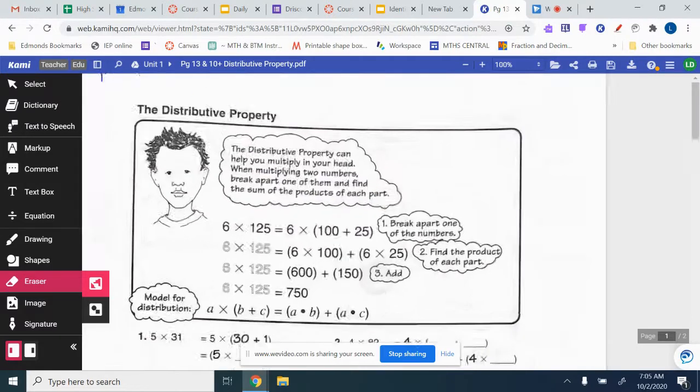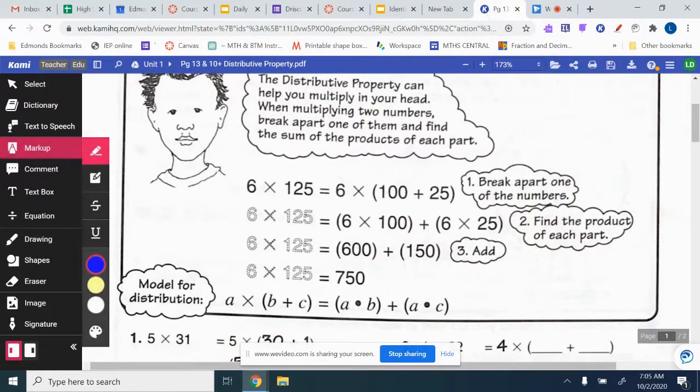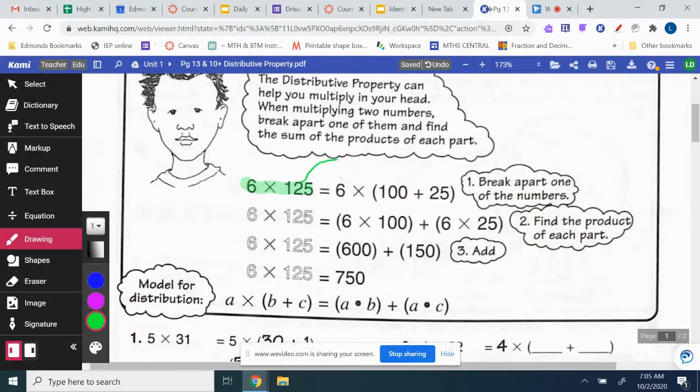And so the example that they give us here, I think, is really helpful. They say, what is 6 times 125? And they split 125 into 100 and 25 because I know that you guys can do 6 times 100 in your head. And 6 times 25 should be okay if you count quarters. So 6 times 100 is 600 and 6 times 25 is 150. Now we add those together and we get 750.